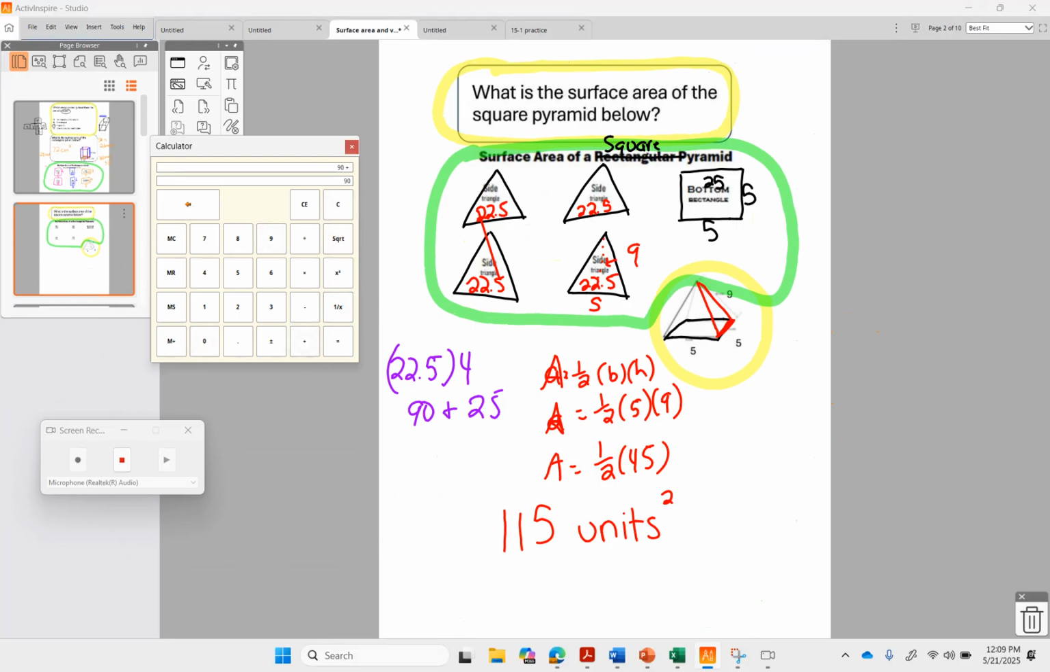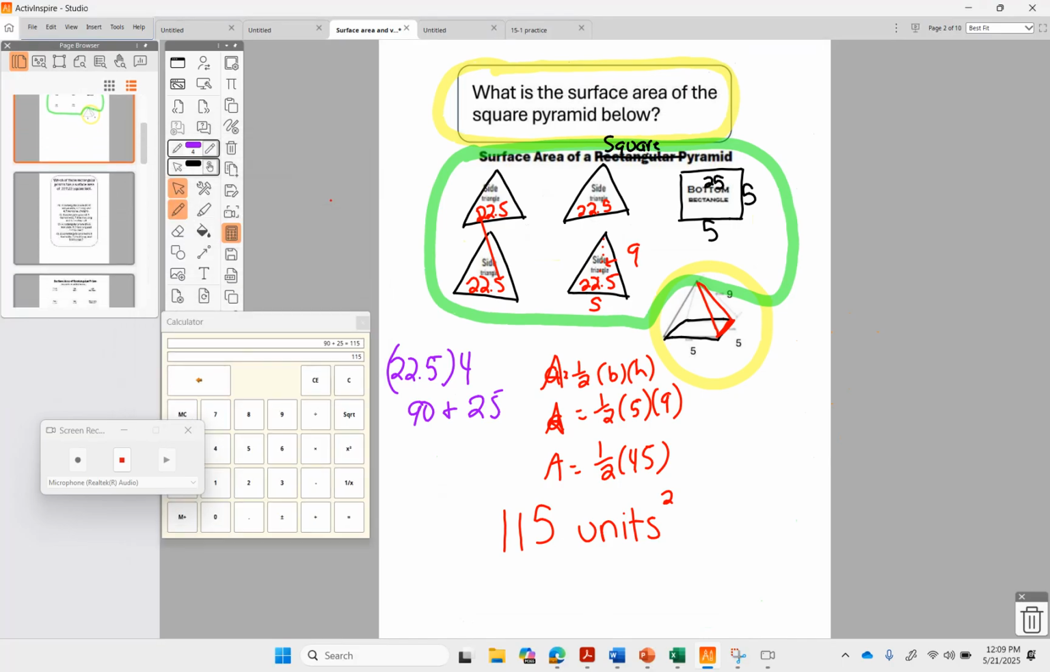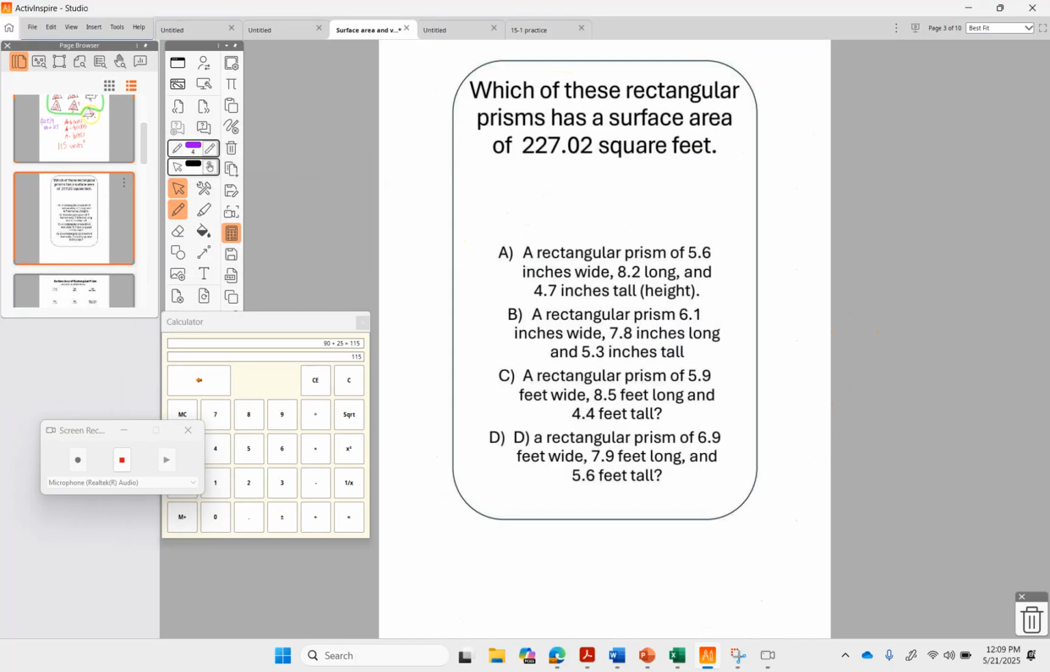Again, it is 115 units squared. So using those math mats that I've created will help. Let's move that out of the way. Okay. Next problem. Which of these rectangular prisms has a surface area of 227.02 square feet? And now they give me 4 choices. Because they've given me 4 choices, I'm going to have to do each of these and figure this out.